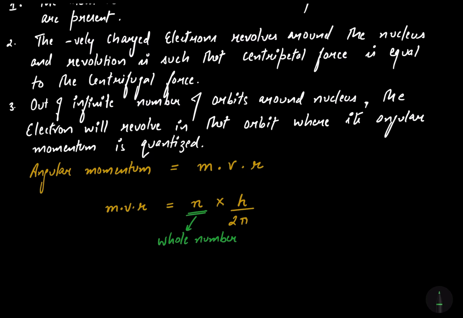Now, once you put the mass of the electron here, the velocity of the electron here, the radius of the orbit here, then you know h is the Planck's constant, whose value is 6.626 × 10^-34, and pi is 3.14. Once you have put in all the values of the mass, velocity, radius, h and pi, you will get the value of n to be a whole number, and that will also specify the orbit number. So that stands for quantization of angular momentum: mvr must be a whole number multiple of h upon 2 pi. Only that orbit will be an accessible orbit in which the electron can revolve.